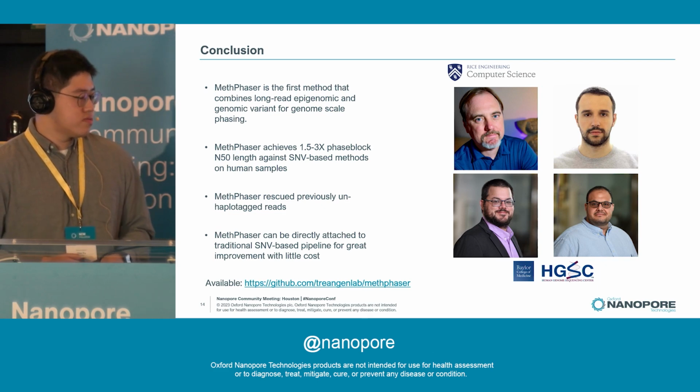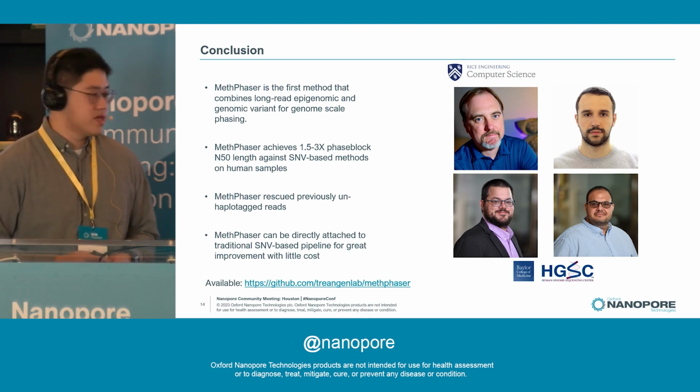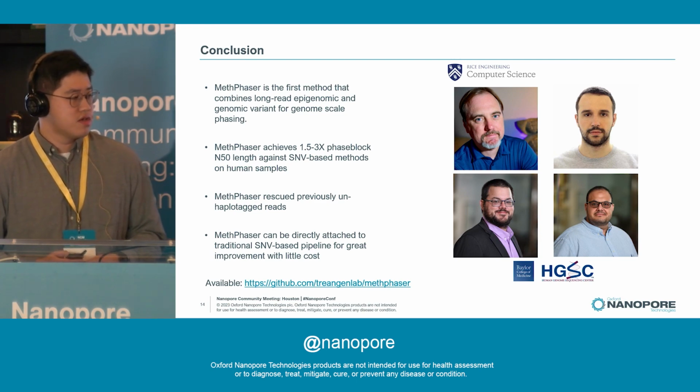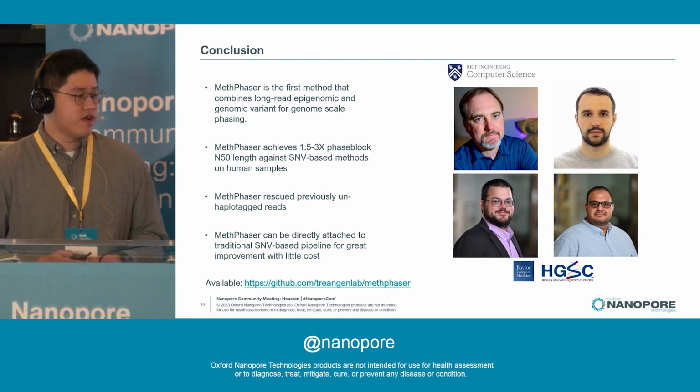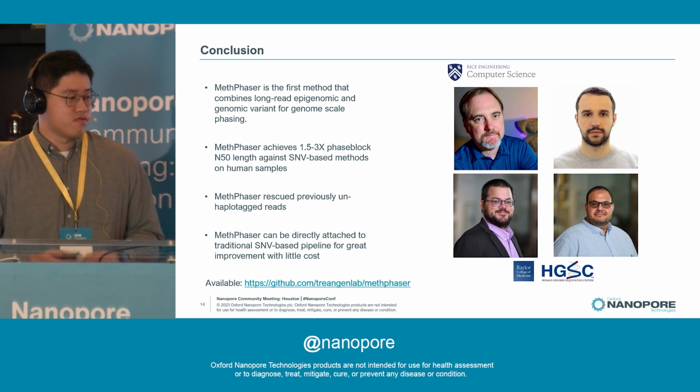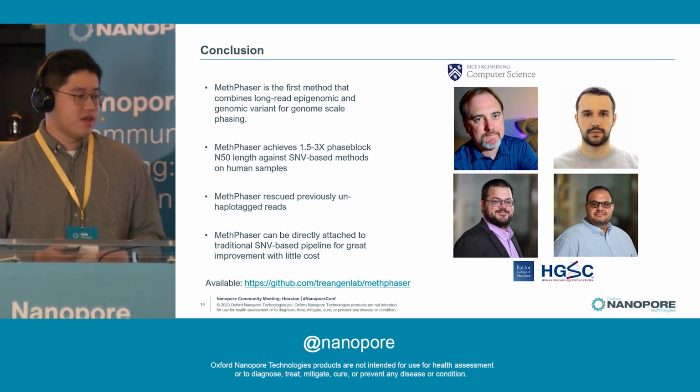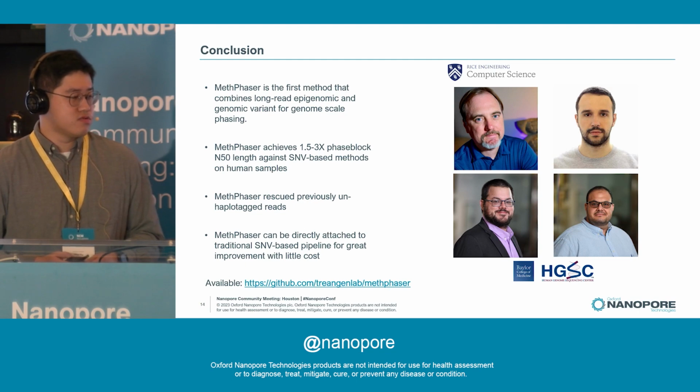So to conclude, MethPhaser is the first method that combines long-read epigenomic and genomic variants for genome-scale phasing. MethPhaser achieves a 1.5 to 3x phase block N50 length boost against SNV-based methods on human samples. It will rescue previously unhaplotyped reads, and MethPhaser can be directly attached to a traditional SNV-based pipeline for great improvement with little cost.